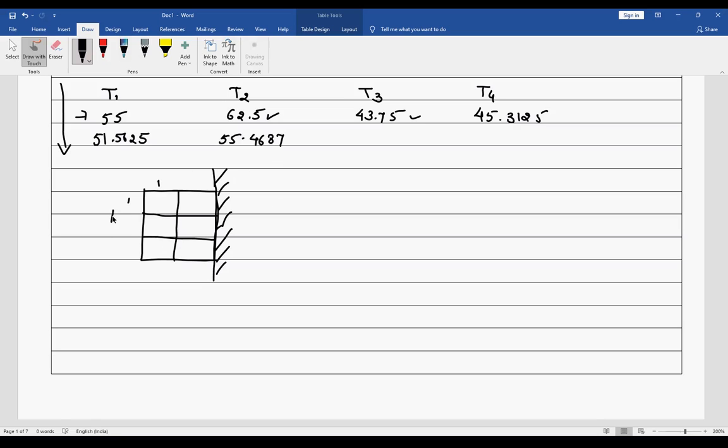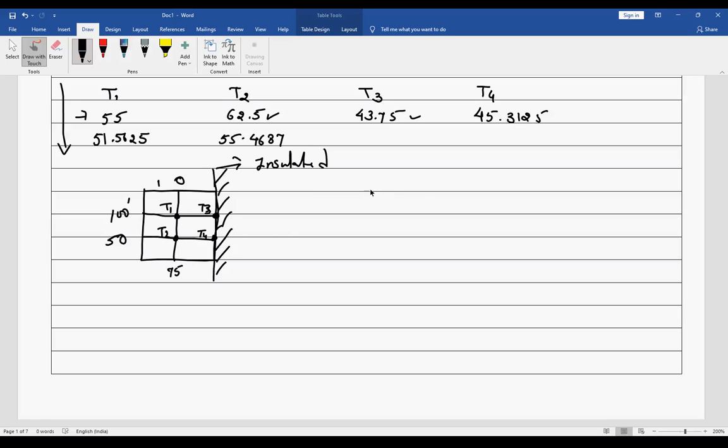So let's consider the temperature at this location is 100, at this location is 50, and let's assume here the temperature is 0 and 75. Okay, so this is the case given to you. And this is the insulation. Okay, it is insulated at the other end. So there will be temperatures T1, T2, T3 and T4. So T3 is here, T1 is here, T2 is here.